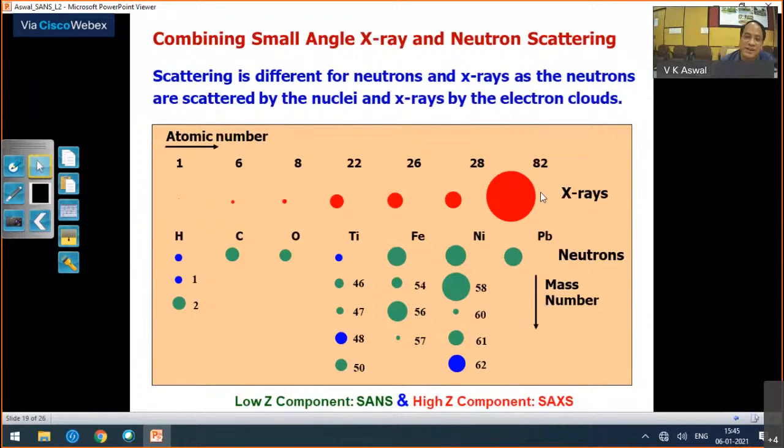Because as the Z increases, so you are sensitive to high Z elements. And the advantage with neutron is that unlike X-rays, you can see the low Z elements. So if you have high Z and low Z components in your system, using these 2 techniques will be useful.